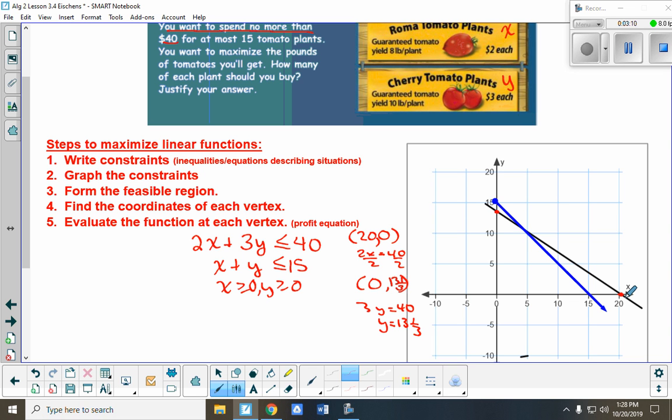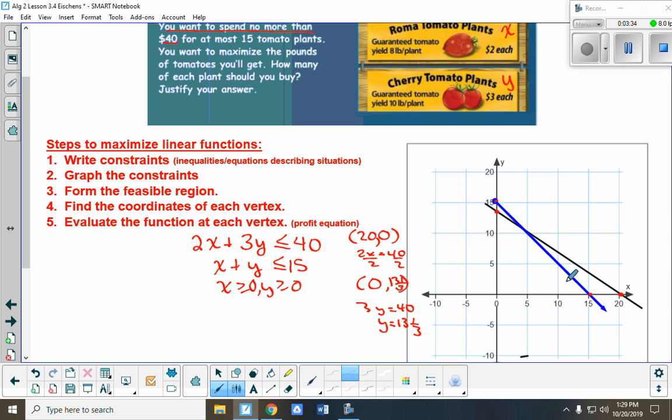So that's a nice way of graphing equations that are in standard form. To graph the next one, we have x plus y is less than or equal to 15. So if y is equal to 0, x would be 15. So 15, 0 is a point. And then if x equals 0, y would equal 15. So 0, 15 is a point here. And you draw that line.